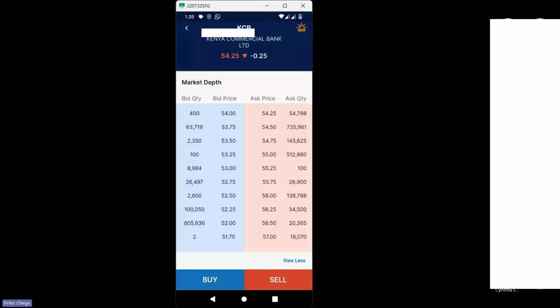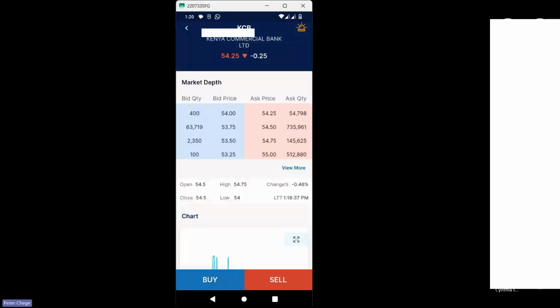So let me click on view less. As I explained on the simulator, we have one side where there are buy orders and one side where there are sell orders. Like at 54, there is a quantity of 400. That is orders making up to 400. They are willing to buy at 54.